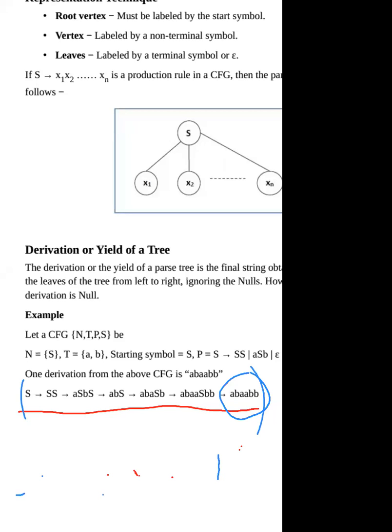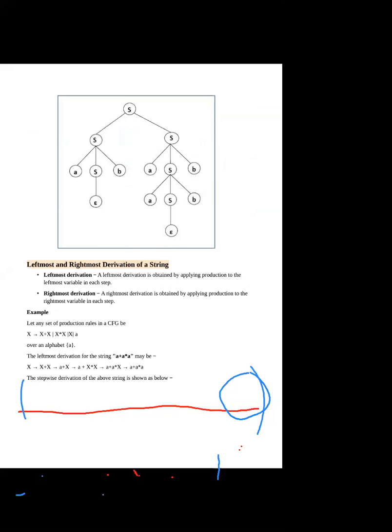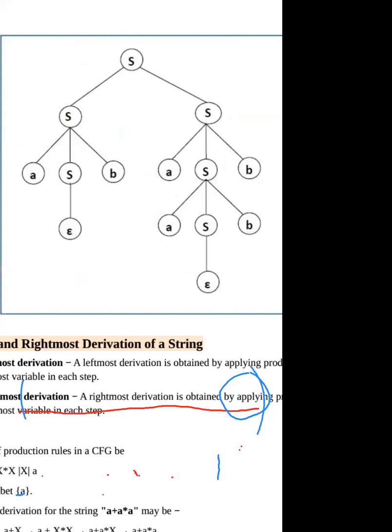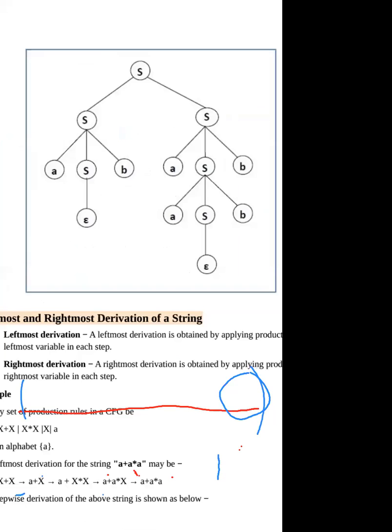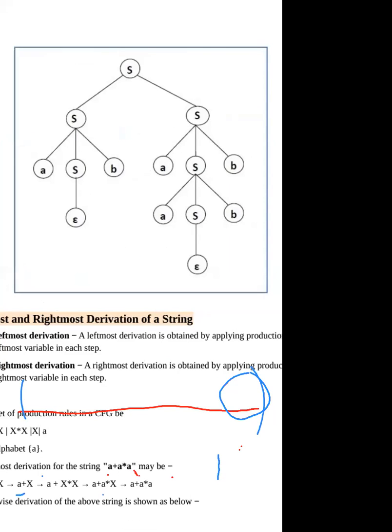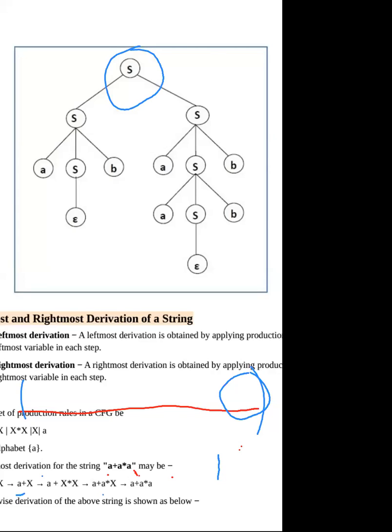Now look at this tree. Just look at your derivation that you copied now. Firstly we write the start symbol, S. What was our next derivation? We replace S by SS. So this S is replaced by S and S. Just draw two branches, first branch S, second branch also S.